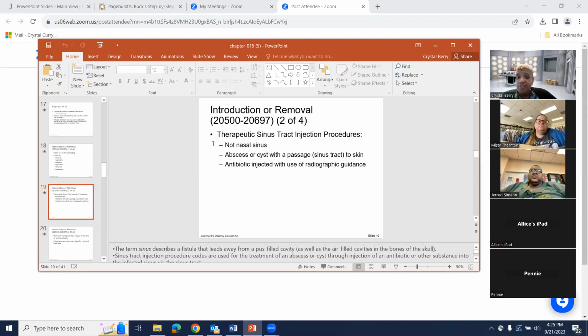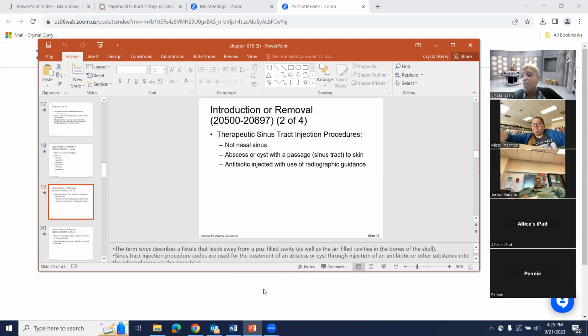Introduction or removal, it says therapeutic sinus tract injection procedures, not nasal sinus. See, that's it. Not nasal sinus, therapeutic sinus tract injection. Abscess or cyst with a passage, sinus tract to skin, antibiotic injected with use of radiographic guidance. The term sinus describes a fistula that leads away from a pus-filled cavity, as well as the air-filled cavities in the bones of the skull.